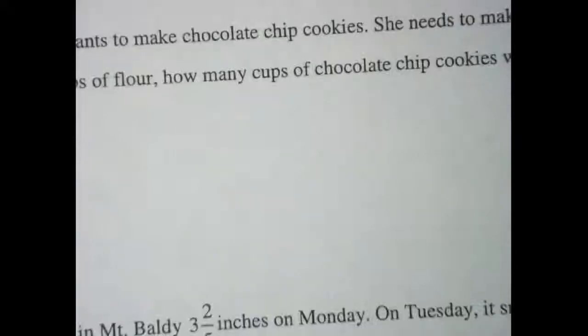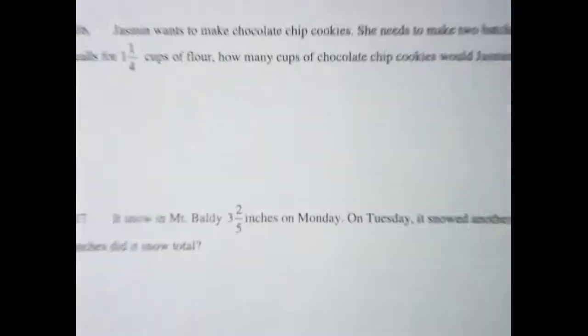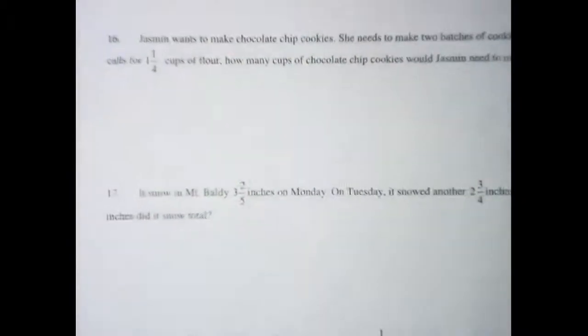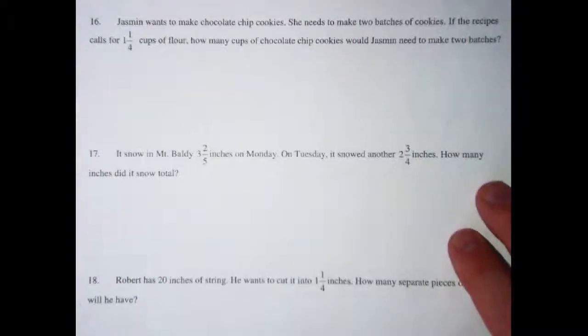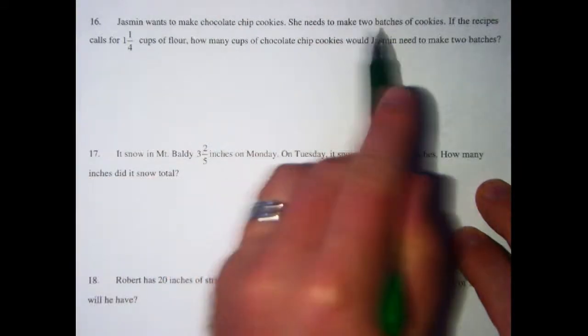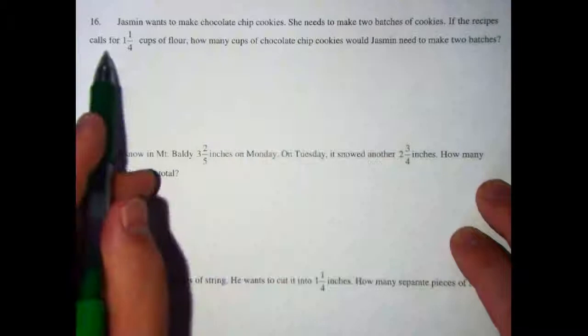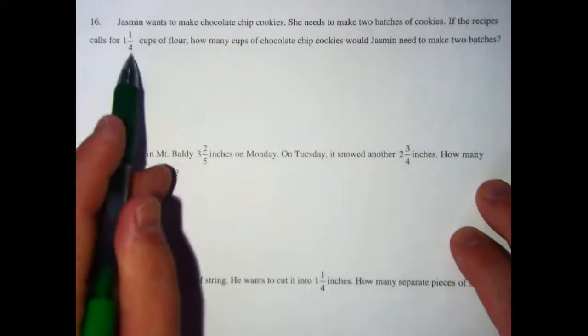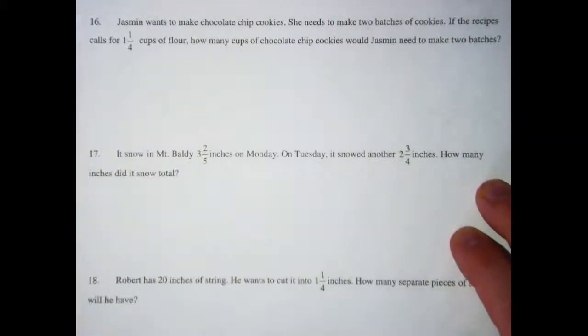But let's look at those word problems on the back really fast to get you started on 16 through 18. So for these we just have to figure out, well, what should we add, subtract, multiply, divide? So if we read this, Jasmine wants to make some cookies. She wants to make 2 batches, but she knows the recipe for 1 batch calls for 1 1/4 cup of flour. So she knows 1 batch is 1 1/4 cup. How much for 2 batches?